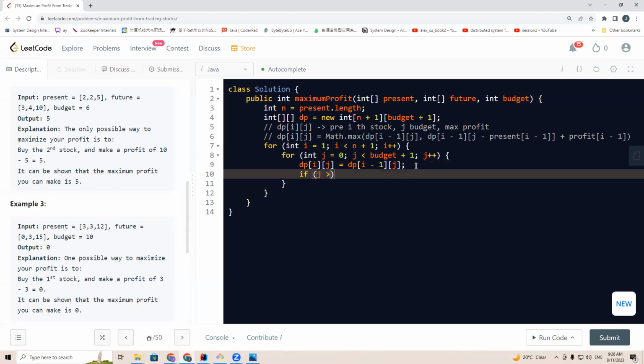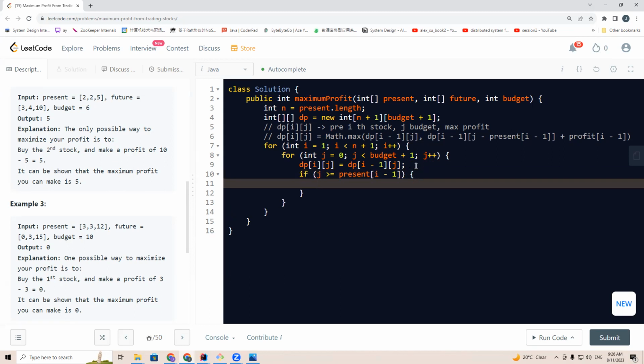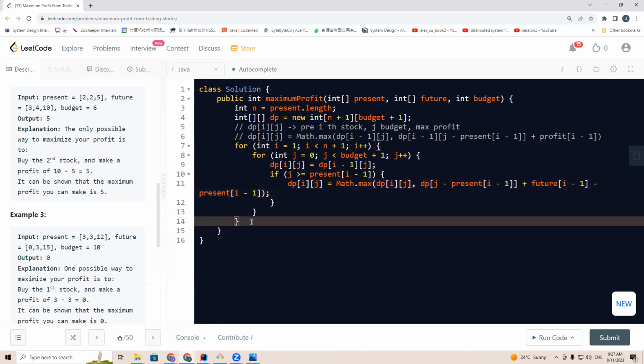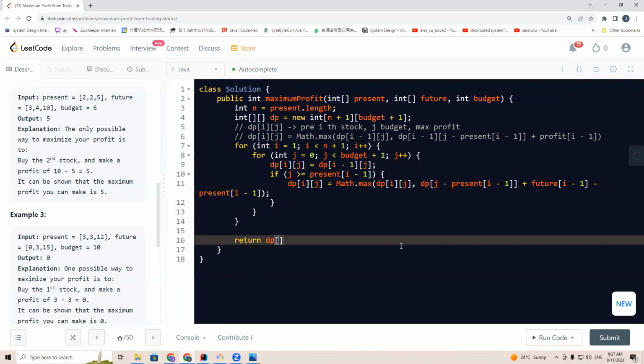So if j is greater than or equal to present[i-1], that means for this budget we can buy the current stock, so we have one more choice. dp[i][j] equals the max of dp[i][j] and dp[i-1][j - present[i-1]] plus profit. The profit is future[i-1] minus present[i-1]. In the end, what we need to return is just dp[n][budget].